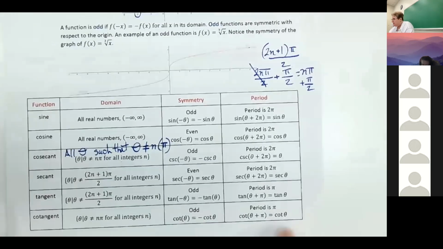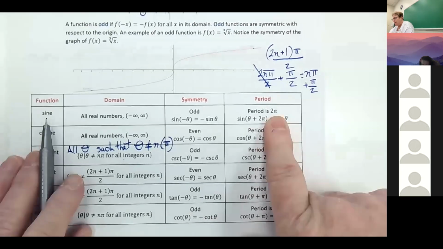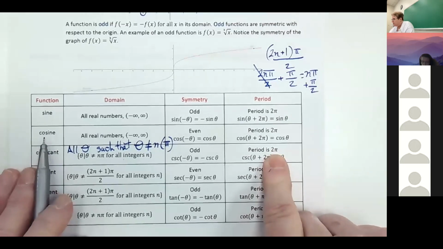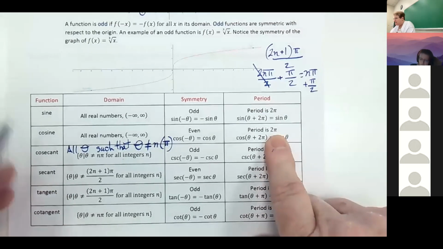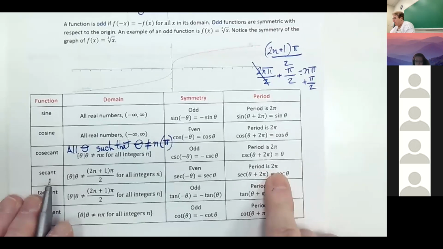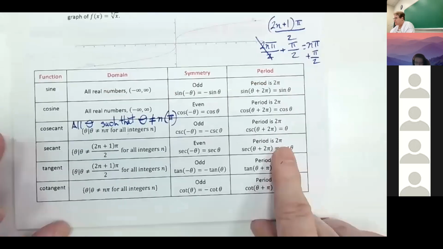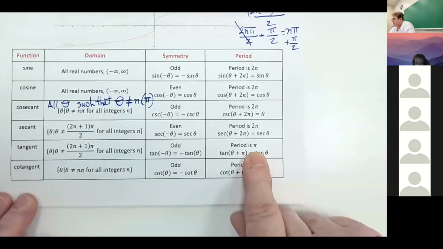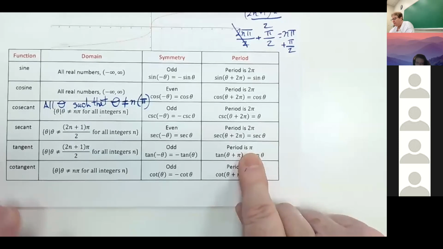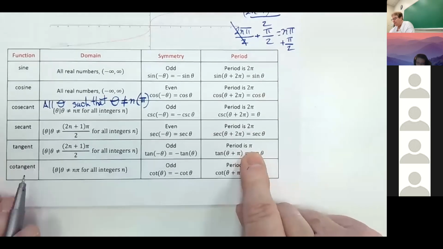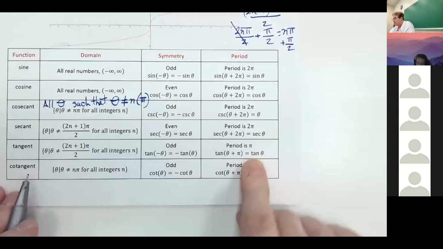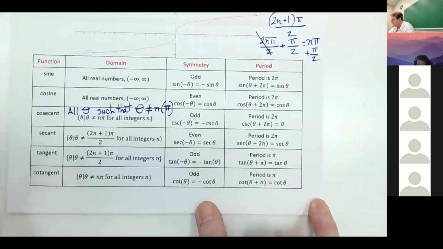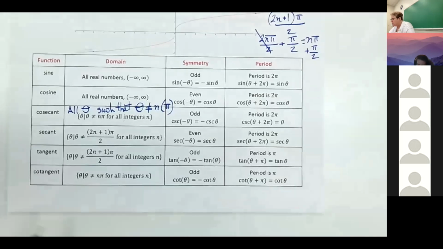The period of sine is 2 pi. That means the period of cosecant is 2 pi. The period of cosine is 2 pi. That means the period of secant is also 2 pi. But tangent and cotangent are a little different. They repeat every pi units. So the period for tangent is pi, the period for cotangent is pi. All of these things will become clearer in the next few days, but these are facts that you need to have at your command right now.